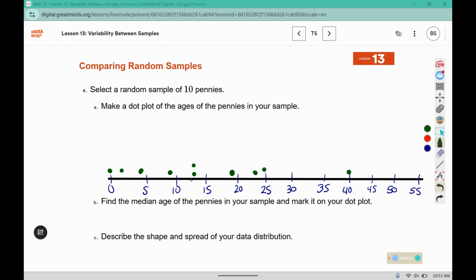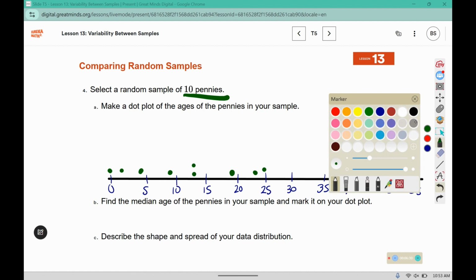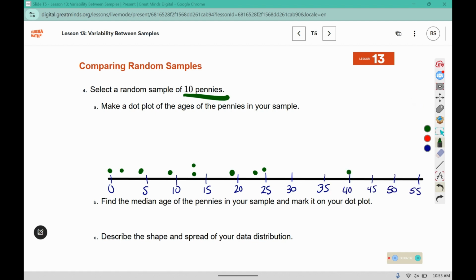So I have 3, 4, 5, 6, 7, 8, 9, 10 dots for my 10 pennies. Now it says to find the median. To find the median, we find the middle point in our dot plot. So we're going to cross off 1 from each side until we get to the middle values. Both of these are on 13. So in the middle of 13 and 13 would give us a median of 13. And it says to mark it on our dot plot. So we're drawing that line for the median.